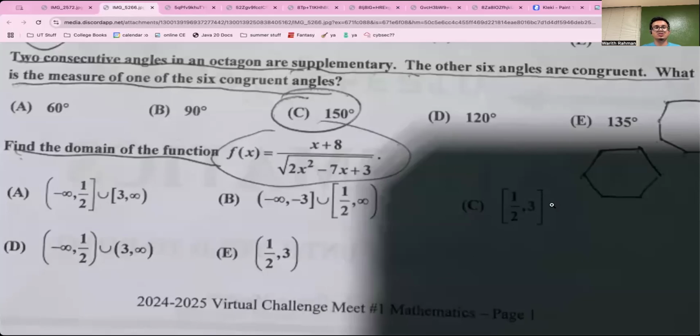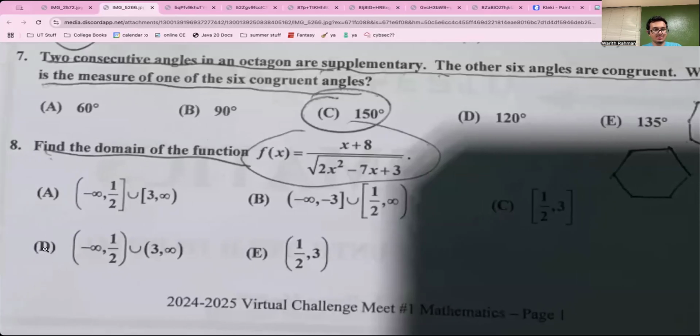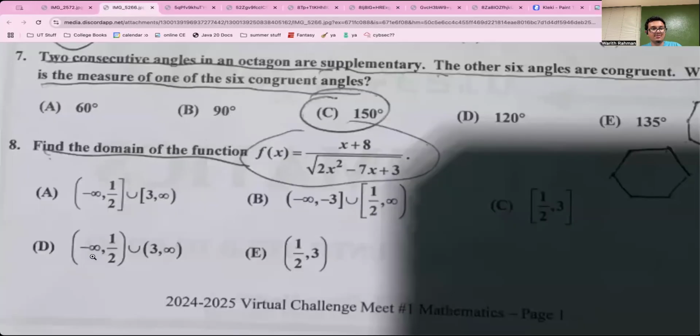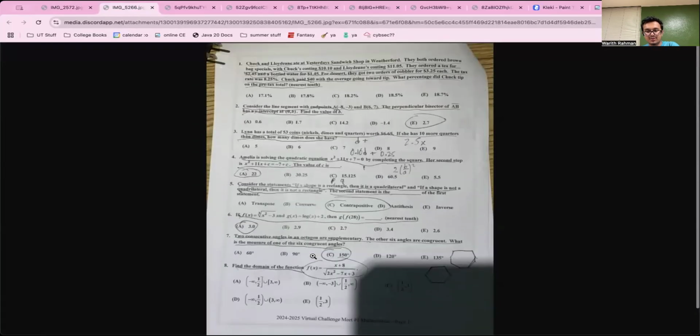So C is actually the opposite of our domain. C is where the function is invalid. But this option right here, option D, let me double check. Yeah, option D, this is where it is defined. If it's less than 1/2, it'll be defined. If it's greater than 3, it's defined. And with that, finally done with the first page.